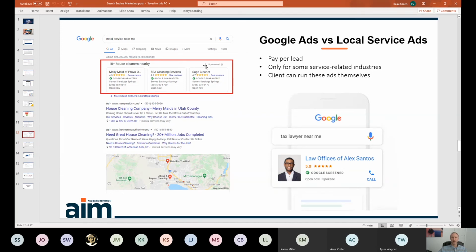But you can see how local service ads look compared to Google ads. Google ads take up a lot more real estate and provide a lot more opportunity for a client to communicate more about the benefits of their business.